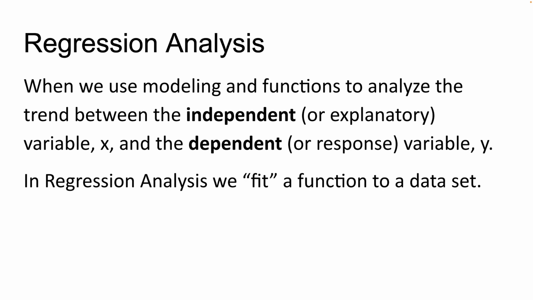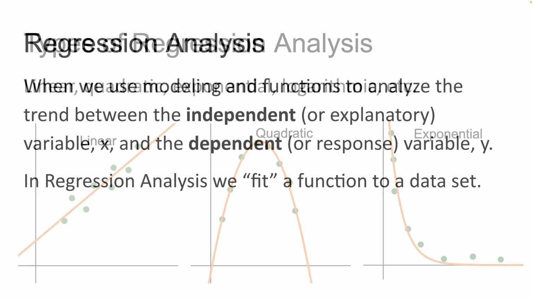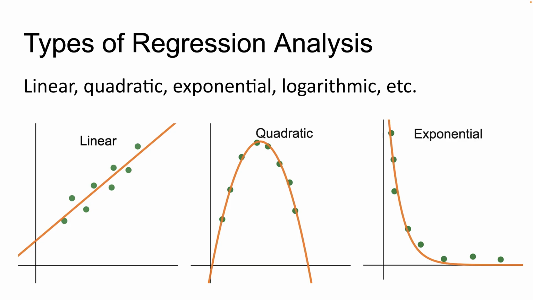In regression analysis, we're looking for more of a trend rather than finding a function that will go through all of the data values. Real data is messy, and typically you cannot find one function that will go through all of the data points. There are many types of regression analysis: linear, quadratic, exponential, logarithmic, rational, radical.